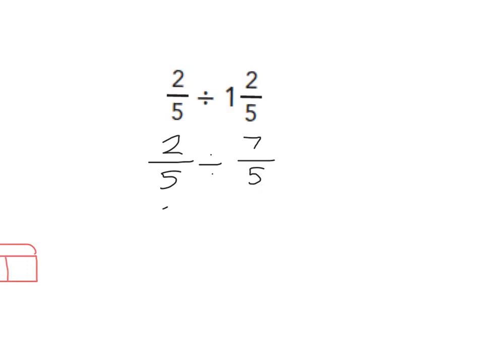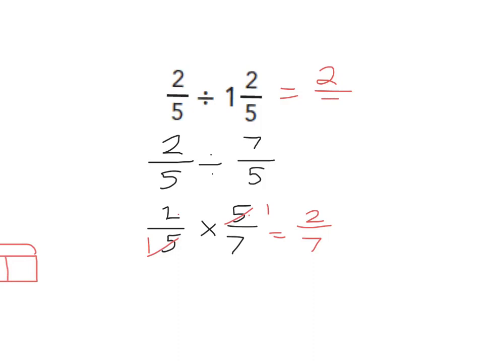Now what I'll do is turn it into a multiplication problem by multiplying by its reciprocal. I'll look for any shortcuts here of things that can factor. I think 5 and 5 can both be divided by 5, 1 and 1. My answer here is 2 times 1 is 2, and 1 times 7 is 7. My answer to this one, 2/7.